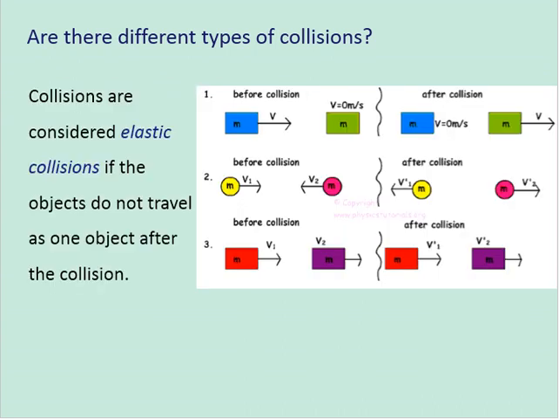And this is how we're going to classify those collisions. Collisions are going to be considered elastic if the objects do not travel as one object after the collision, meaning they don't stick together. So be it one object is in motion, both objects are in motion, they travel in the same direction after motion, or they travel in opposite directions after motion, the fact is they are still two separate objects. So as a result, we're going to call those elastic collisions.